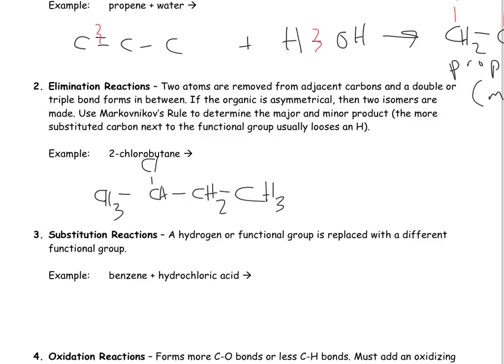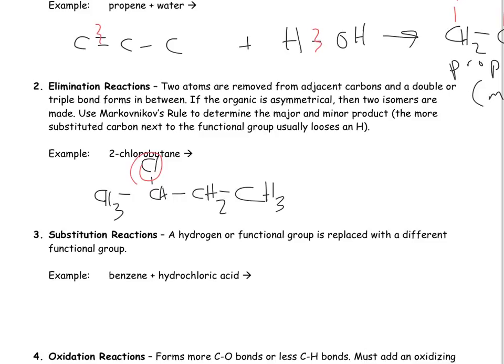So here's my 2-chlorobutane. As we discussed, the functional group, the Cl, is going to be the most reactive part of the molecule. So if anything's going to come off this organic, the Cl is going to be the first thing. In order to form a C to C double bond, I either need to pull off an H off of this carbon or an H off of this carbon. Actually, in real life, both can happen.